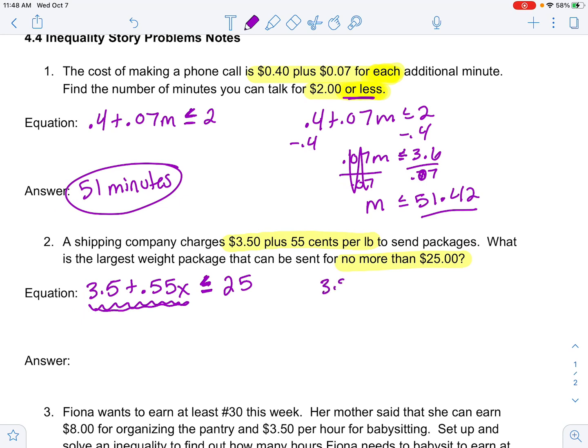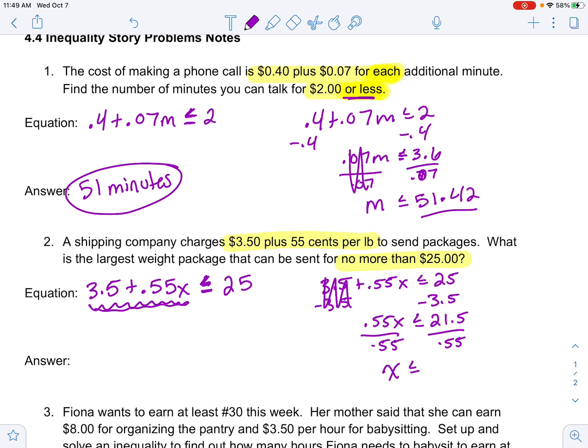Now let's go ahead and solve. 3.5 plus 0.55x less than or equal to 25. So what are we going to do first? We're going to subtract 3.5. Okay, so go ahead and subtract it. We have 0.55x, this guy disappears, is less than or equal to 21.5. Okay, and then our last step, we're going to divide by 0.55.